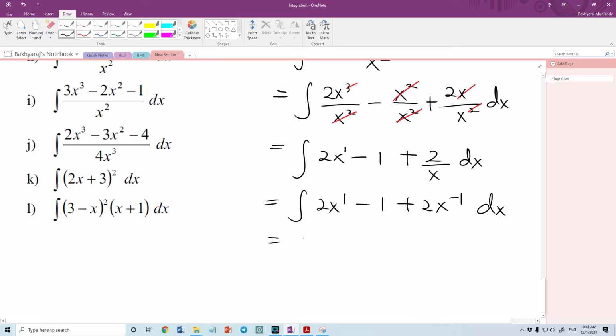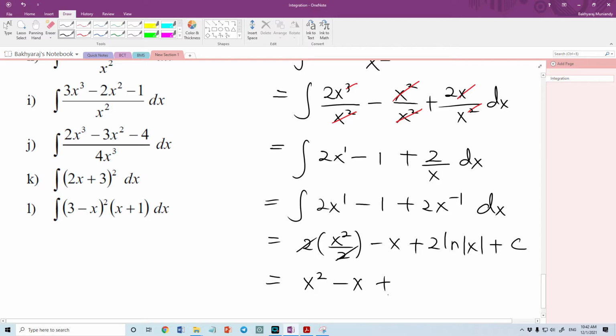Now we can continue with the answer. Plus 1, you get x to the power of 2 over 2, minus, here minus 1 you get minus x, and then remember, negative 1 gets what? Negative 1 will give you log x, and plus c. So by cancelling the 2, we can go for the last answer. The last answer will be x squared minus x plus 2 log x plus c.